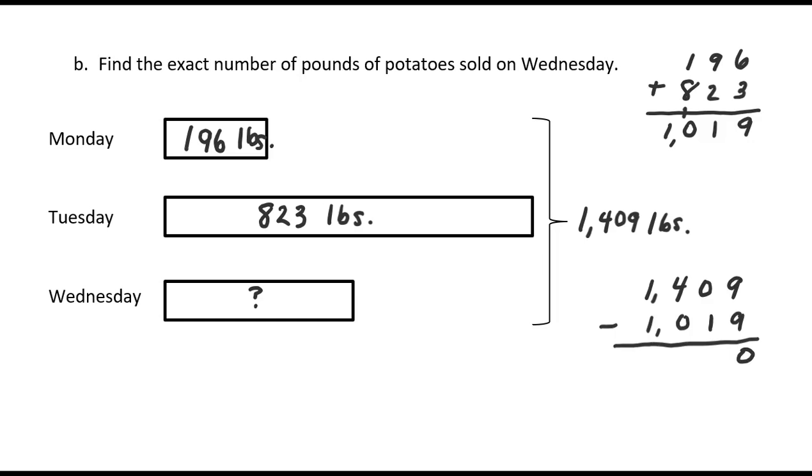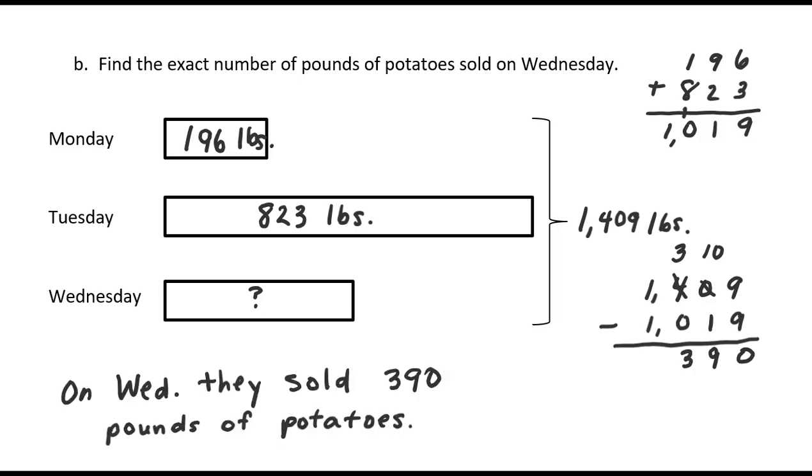I don't have anything in the tens place here, so I'm going to decompose one of my hundreds, which leaves 3 hundreds. I'll decompose that into 10 tens. Now I can subtract 10 minus 1, and I get 9. 3 minus 0 is 3, and 1 minus 1 is 0. So that tells me that on Wednesday, they sold exactly 390 pounds of potatoes.